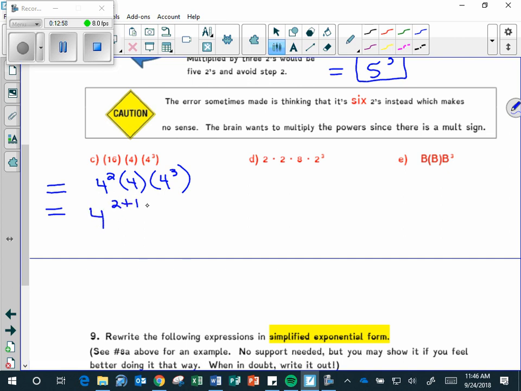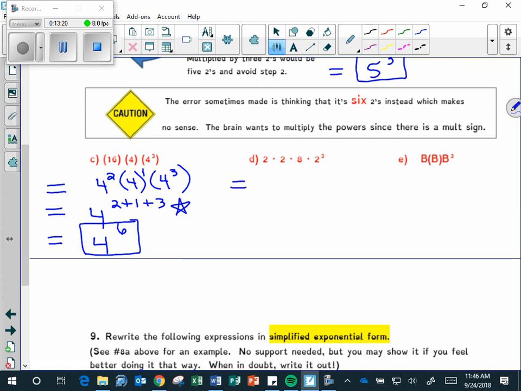So I'm going to just write my exponents up there, because the power right here is really a 1. It's just sort of understood. So I've got 4 to the 6th. Again, you may be able to get there without this step right here, and that's fine.